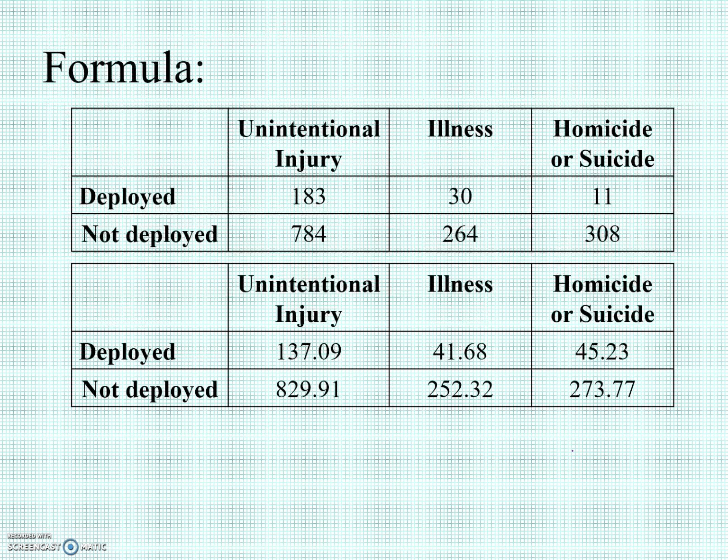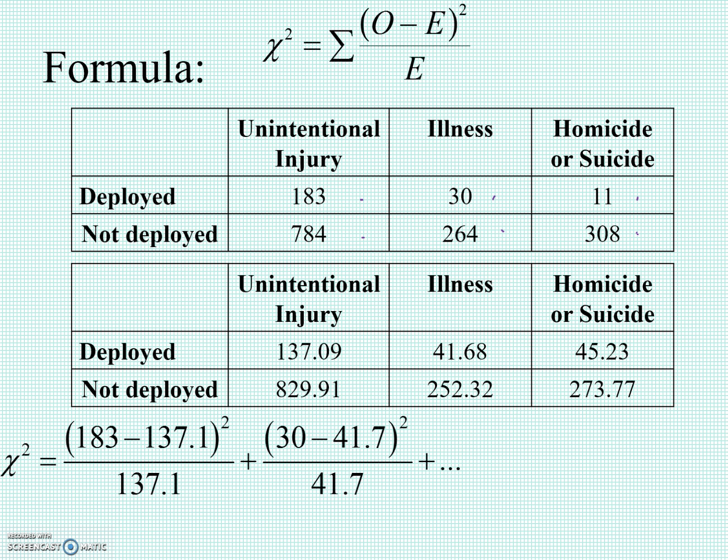Okay, so now I need to find my chi-squared value. I have 6 different categories now because I have unintentional injury with deployed, unintentional with not deployed, illness, same thing, homicide or suicide, same thing. I have to find my chi-squared for all 6 of these values, using the same chi-squared formula that we had before. So again, I'm going to write out the first 2 and then the last one. And I'm going to do this for all 6.